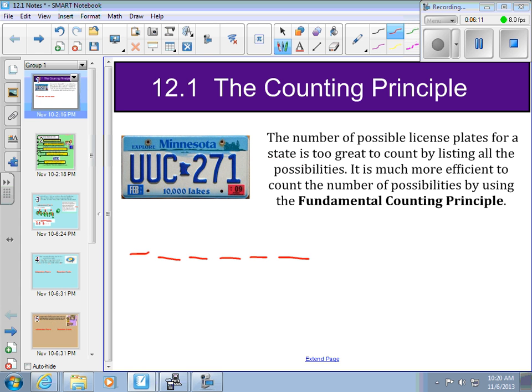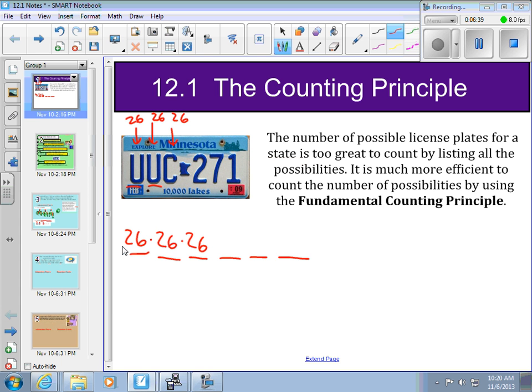Well, for letters, our first 3 are going to be letters here. How many possibilities? We think of the alphabet, we have 26 choices for each. So we have 26 possibilities for the first letter, 26 for the second, and 26 for the third one. These are independent of each other. Just because we choose U for the first one doesn't mean we can't choose U again. So we want to have 26 three times.